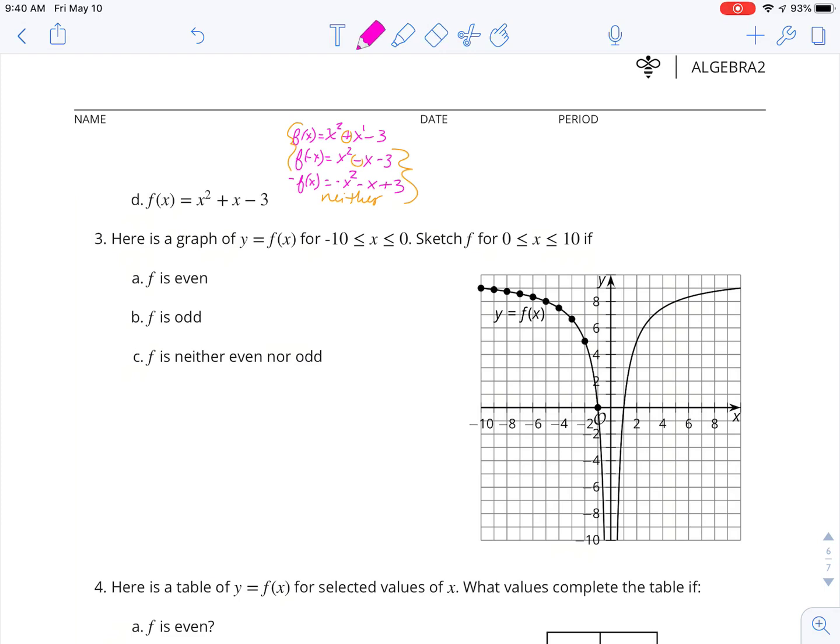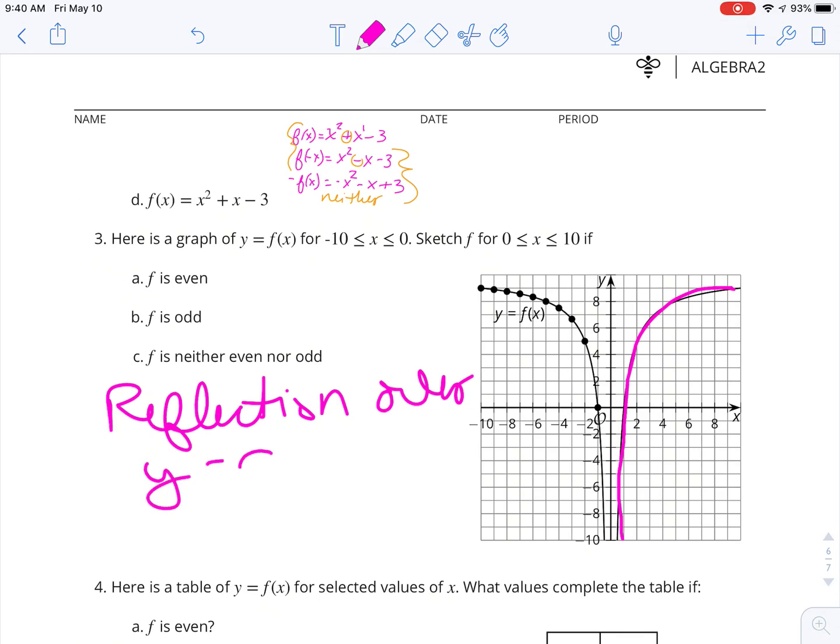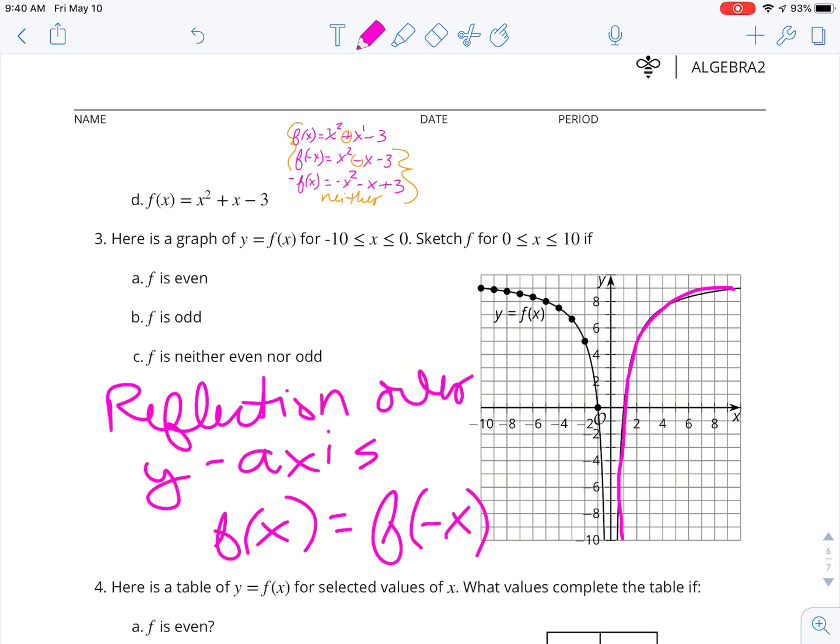They're wanting us to look specifically at this part. What I'm seeing here is a reflection over the y-axis. And what does that mean? That means that if I have f of x, and this is a singleton graph here, then if this is the other half of the graph, f of x equals f of negative x, and that is an even function.